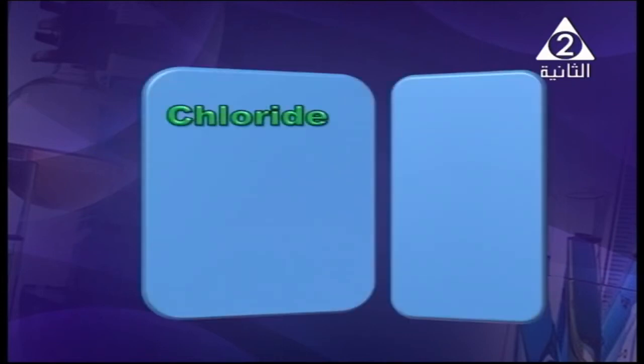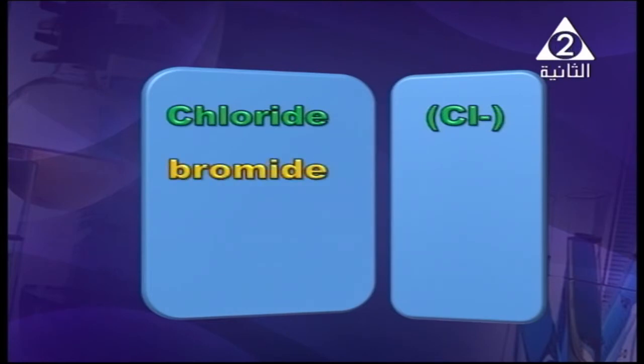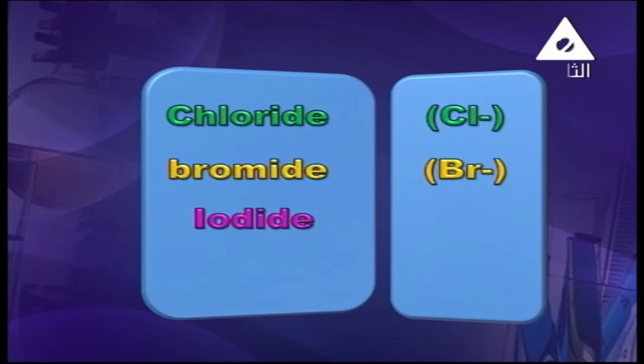Look, my dear, you have chloride, Cl negative. It means its valency is what? -1. Look at this, it gains 1 electron. Bromide, it means Br negative. What else? Iodide, I am sure. Chlorine, bromine, iodine, I -1.